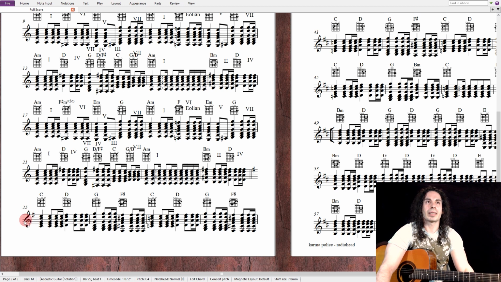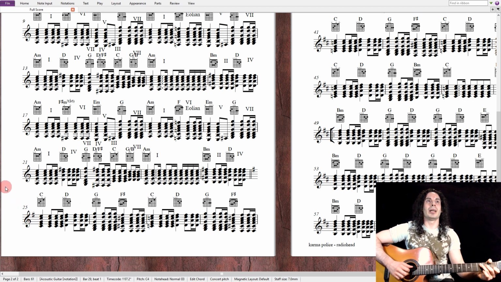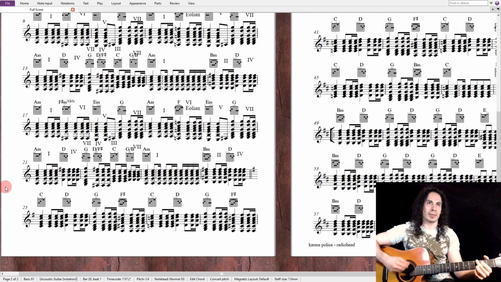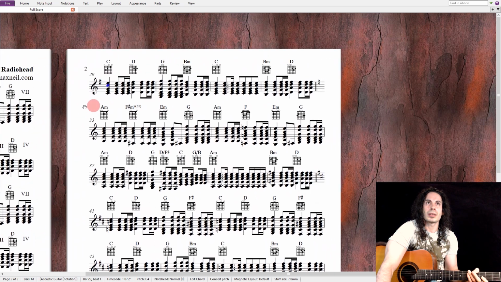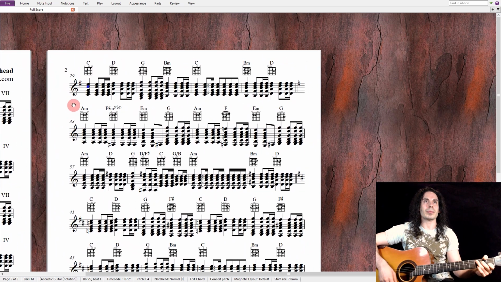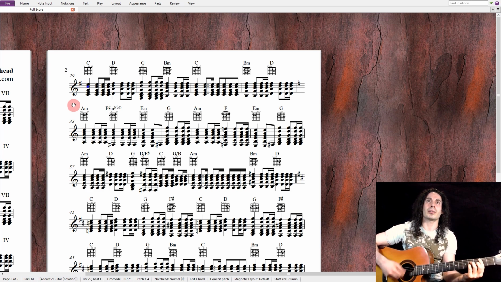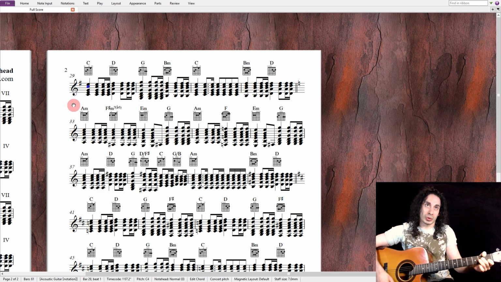Okay, now here we have a key change, so I'm going to play this part. It's C, D, G, F major, C, D, G, F sharp major, and now here it's doing C, D, G, B minor, C, and now B minor, D, and back to A.